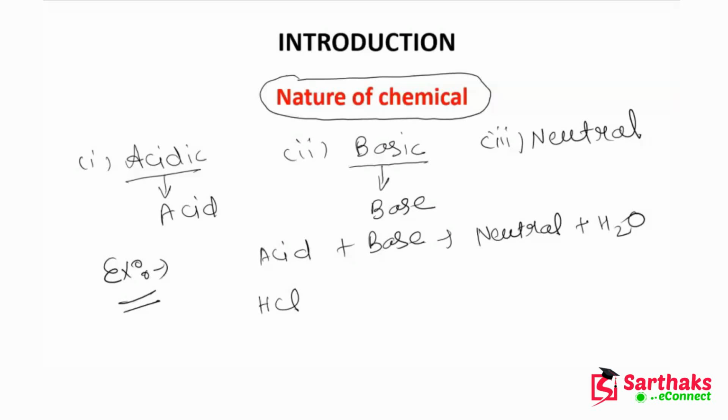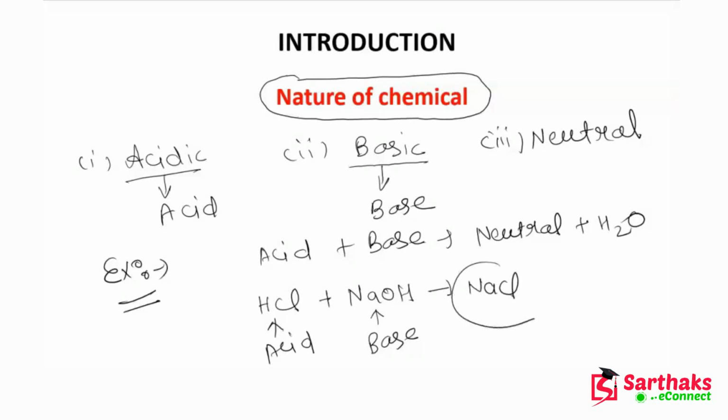So when I react this hydrochloric acid with NaOH, this NaOH is basically a base. This is a base and this is an acid. And this is sodium hydroxide. Now when this acid reacts with this base, it will form NaCl, which is sodium chloride, and this is also known as common salt. Okay, and water is also formed.